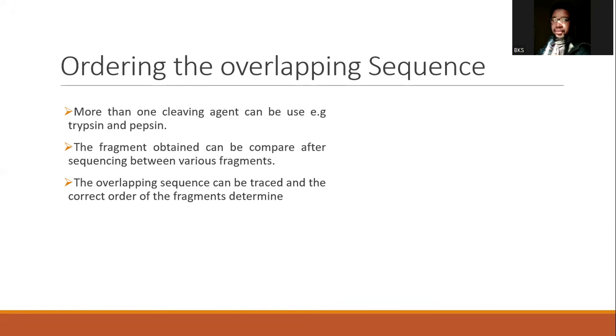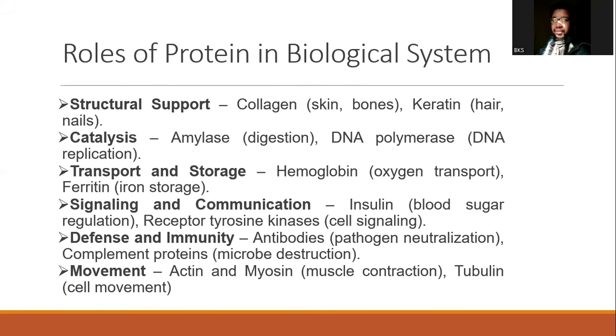And like I said, a question can come where the sequence is given, the name of the cleaving agent is given, and you cleave it and show the fragments you will obtain. Or the fragments will be given to you from two or three different reagents, and you'll be asked to construct the amino acid sequence based on those fragments. Then you would use the knowledge of the overlapping or matching sequences to construct it.